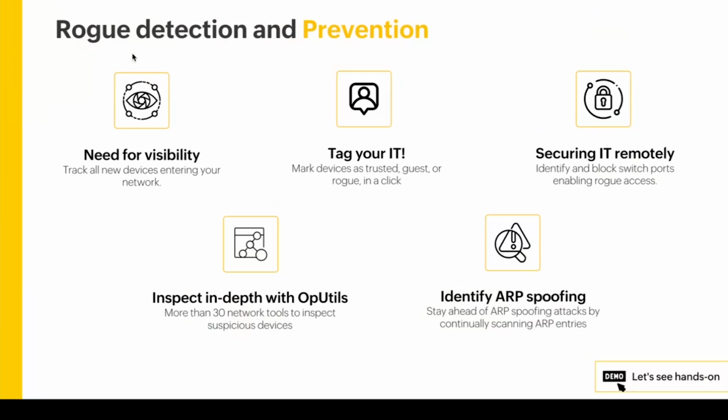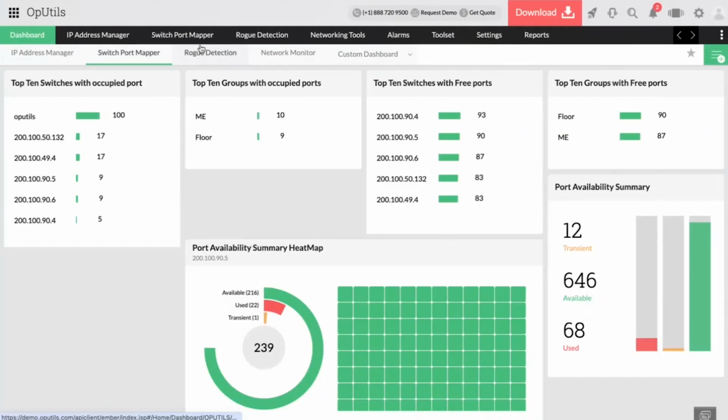This eliminates the need for manual cable tracing. It's also important to know that some attackers use sophisticated methods such as ARP spoofing to gain unauthorized access, and OpUtils has got you covered in this aspect as well. The tool continuously scans ARP entries, enabling the identification and prevention of spoofing attacks and ensuring the integrity of your network. Let's go to the product and see how this capability works in the OpUtils console.